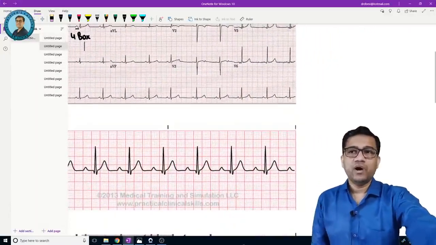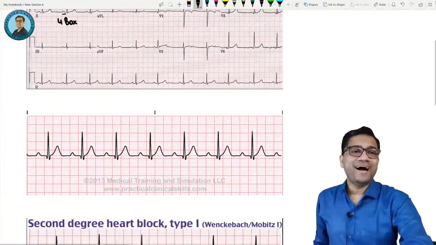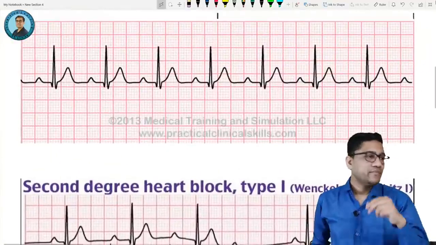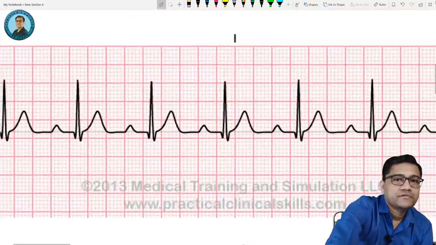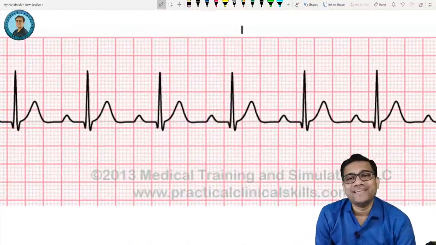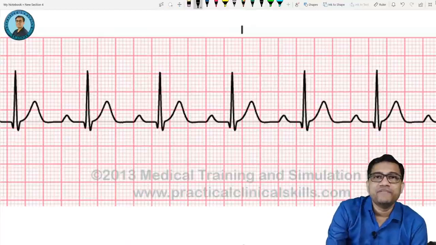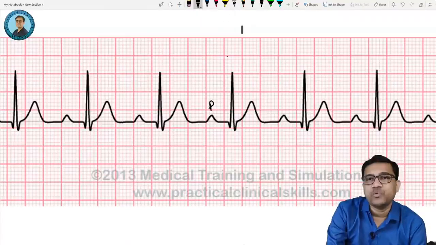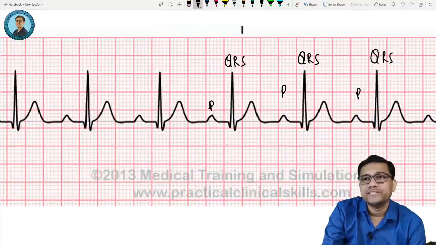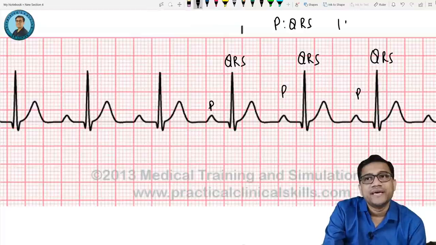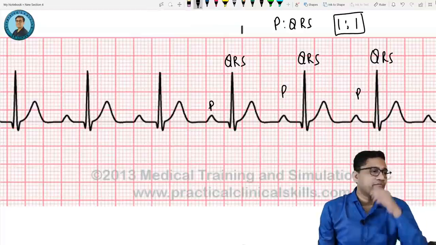So now have a look at this. What do you see in this case? Start. This is the P wave. This is our P wave followed by QRS. So P wave, QRS, P wave. So is the ratio 1:1? Yes. So P to QRS is 1:1. Are you clear? Perfect.